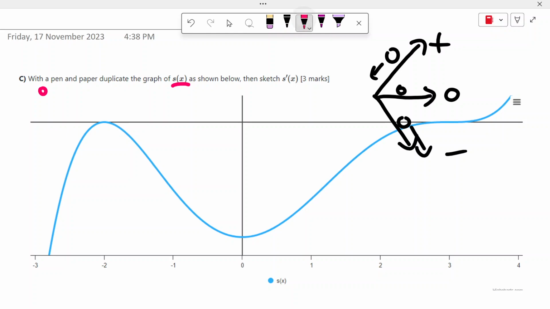Okay, so the next point we're going to take is this point over here. And this one here is also positive, not as positive though. So here we go. I'll put another dot in there. Let's go to the next one.